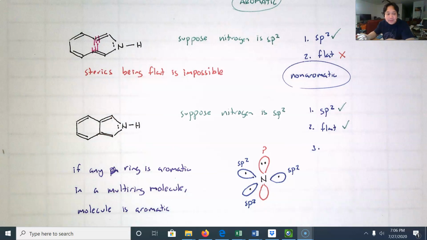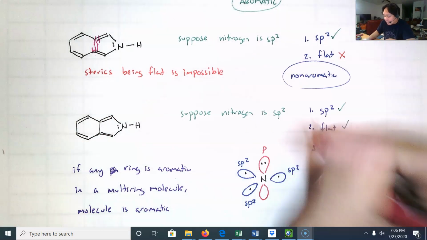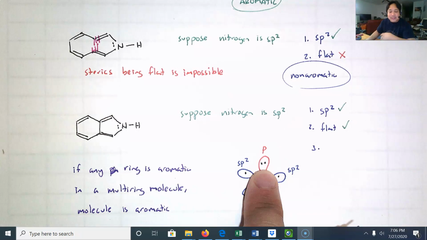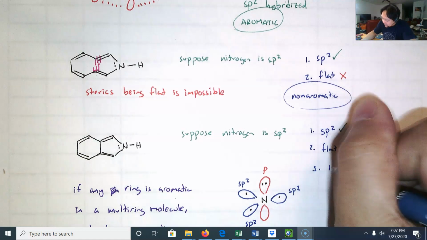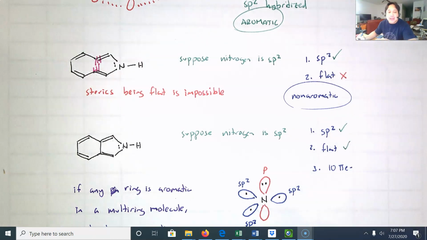My question to you then is, do we count that lone pair? Do we count two electrons as part of the pi electron count? Yeah, for sure. Definitely. Just like we did here for oxygen. So here we have 2, 4, 6, 8, and then these two makes it 10. 10 pi electrons. Is 10 pi electrons a Huckel number? Yeah. Huckel is 2, 6, 10, 14, 18, etc.